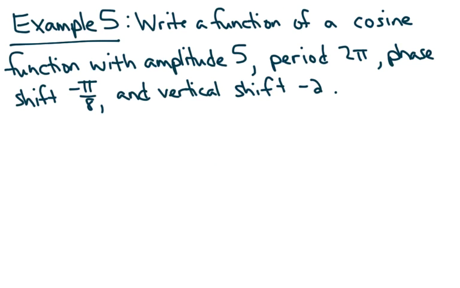What if I want to go the other direction and I give you all the important information, but I want you to write the equation? We did this in the last section where I would give you the amplitude and period, and then you had to do a little math to find k in order to plug into the equation. So we want to write a function of a cosine, so it's going to be y equals a cosine of k theta plus c plus b, where the amplitude is 5, the period is 2 pi, the phase shift is negative pi over 8, and the vertical shift is negative 2.